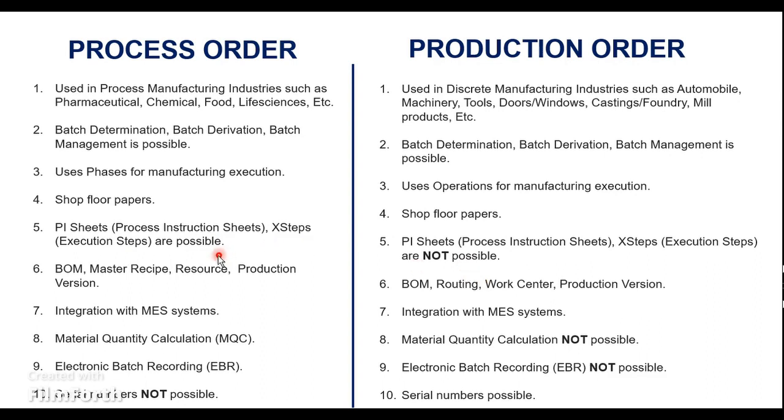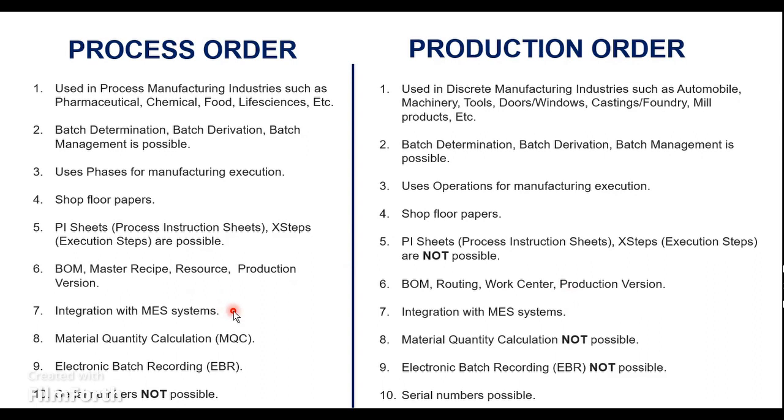And the work centers or the machines that are used in the manufacturing process are called a resource in process manufacturing, whereas in discrete manufacturing, they are called a work center. Okay, so the transactions for the master recipe, resource, and the routing and the work center are completely different. And after that, we have the production version, which is again common across these two manufacturing segments.